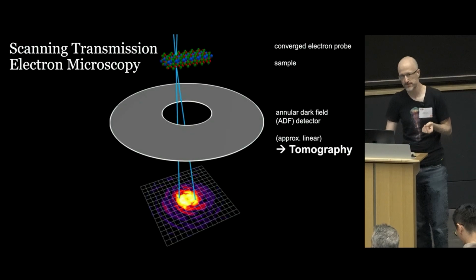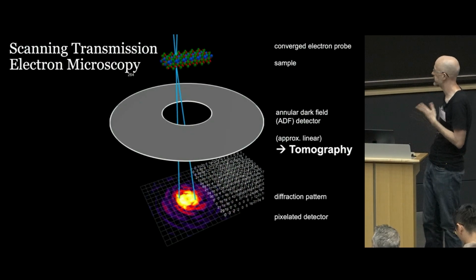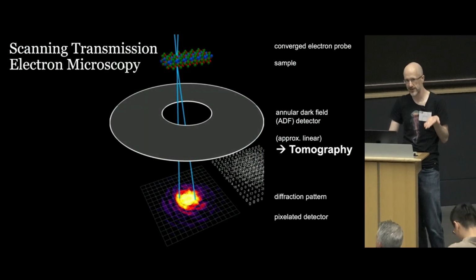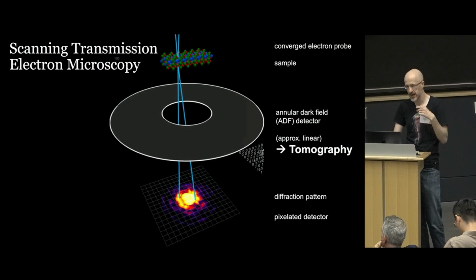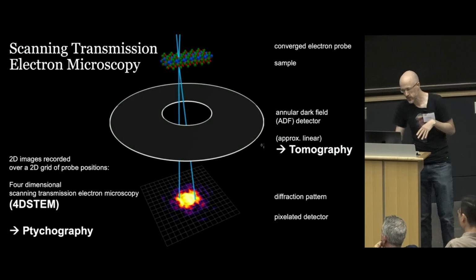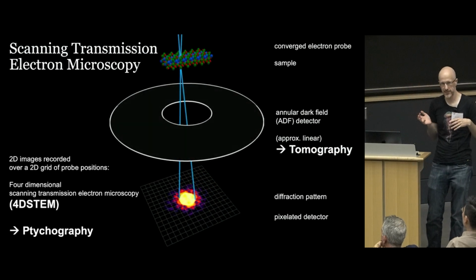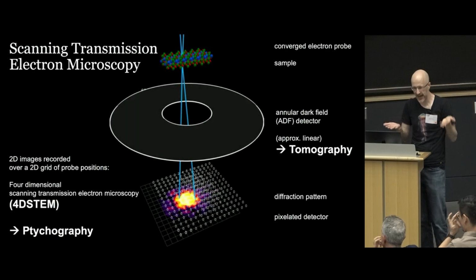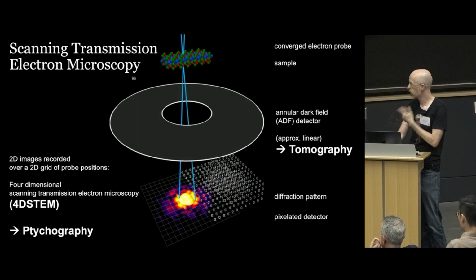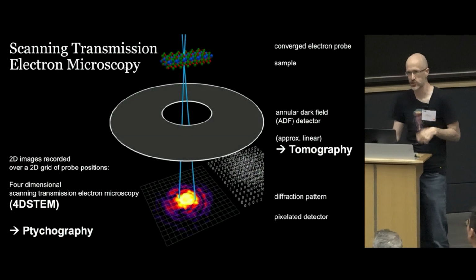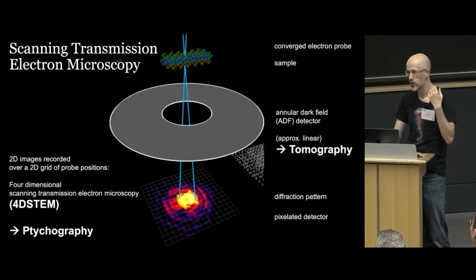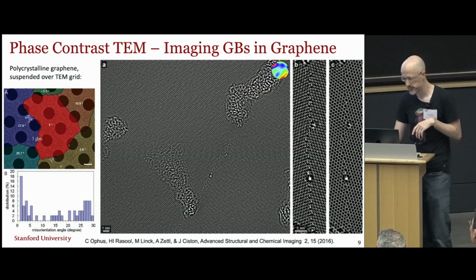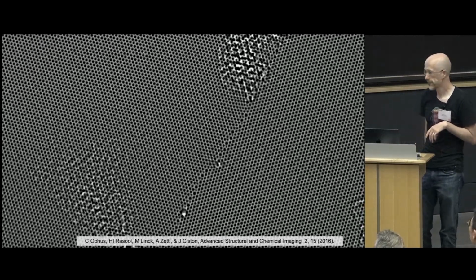But these days, because we have access to these direct electron detectors, we can make a full measurement of the forward scattered electron beam at every probe position here. So that's where the name 4D-STEM comes from. We have a 2-dimensional grid of probe positions and a 2-dimensional image at each probe position. And so ptychography, of course, relies on this scanning transmission electron microscopy measurement here with a full image of the electron probe.